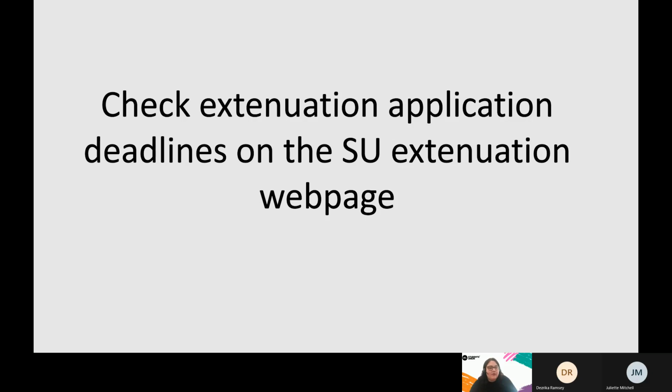So it's important that you're aware of when your deadlines are for each extenuation. So each semester has its own deadline for extenuation, and if you're not sure of when these are, you can view them through our SU extenuation webpage, and it's just good to be aware of when they are and to make sure obviously that you are aware if it has passed that you need to go through this appeals process.